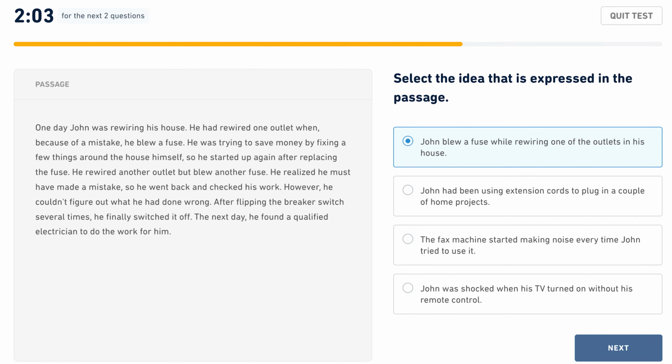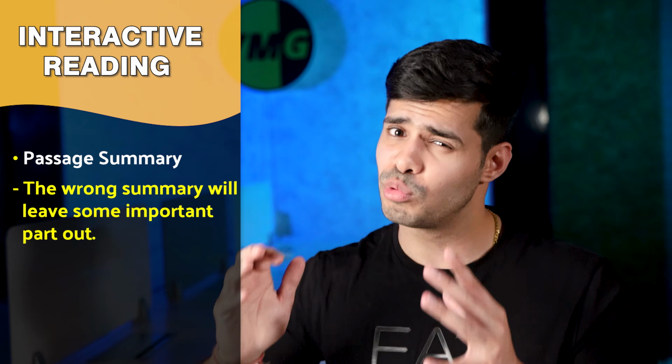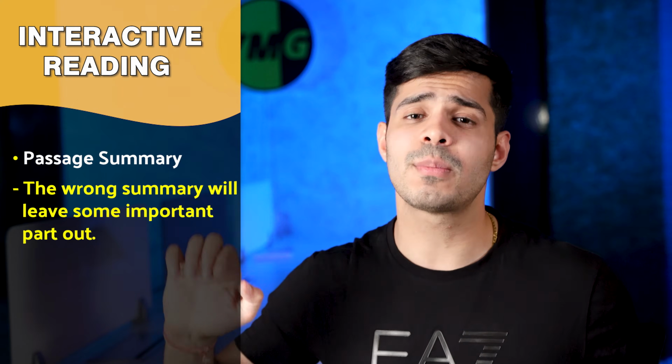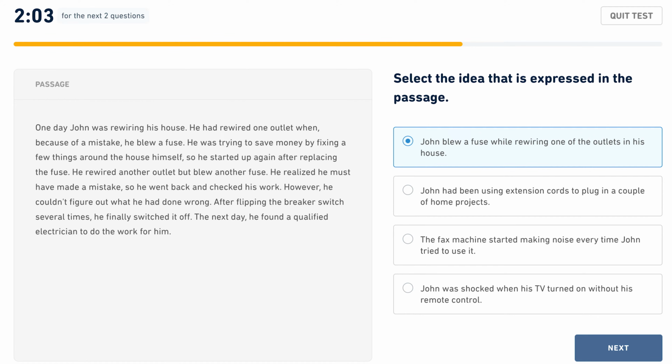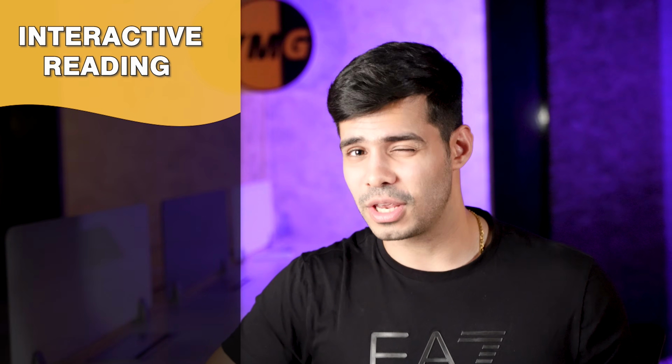The next one is the passage summary, where in this interactive reading, what you have to do is summarize the passage using one line. Again, you'll be given options, and you have to select the best one. Remember, the wrong options will always leave some of the important parts or the main parts of the passage out. So keep an eye out for that.